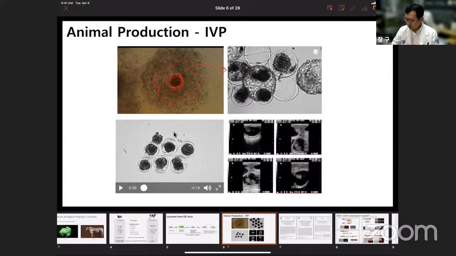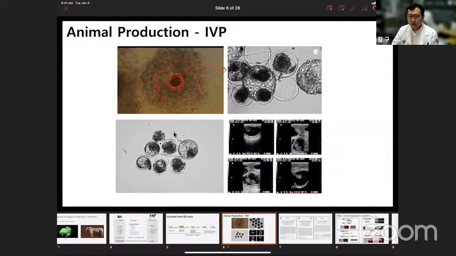Take a look at this one. Most of the frozen embryos, after thawing, after 24 hours, will survive. This is a very unique cryopreservation system. We call it the slow freezing system. Based on our slow freezing system, over 80 or 90% of blastocysts survive after thawing.